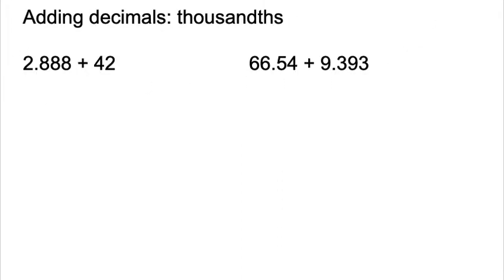This first problem is the one that students have the most trouble with. If we just look at it, this number is close to 3 and we have 42. So my estimate would be 42 plus 3, something close to 45. Our answer should be close to 45. What happens is that students want to just put these here, and the most common mistake is that they'll just put the 42 right under here.